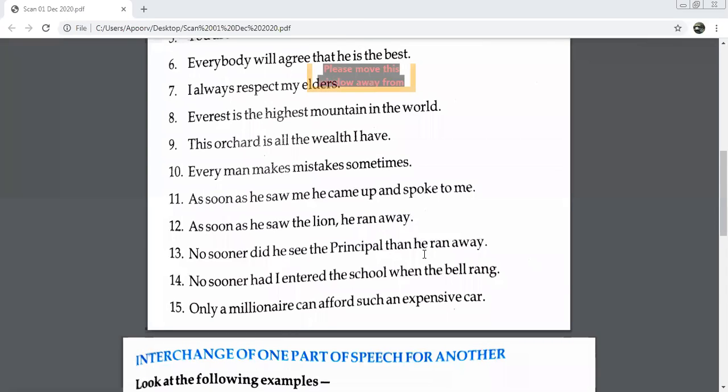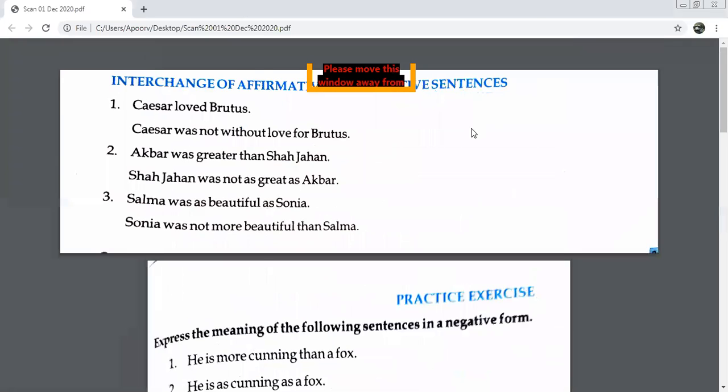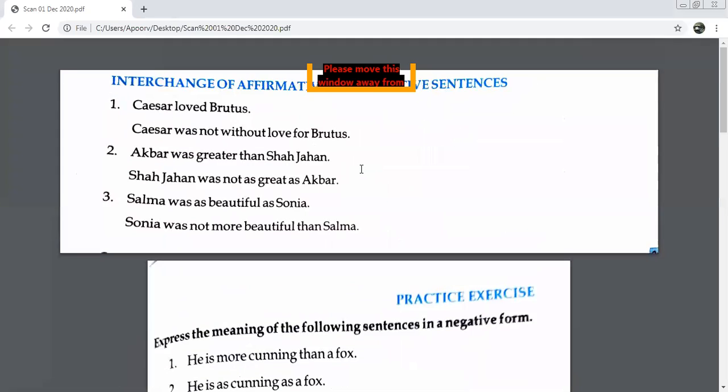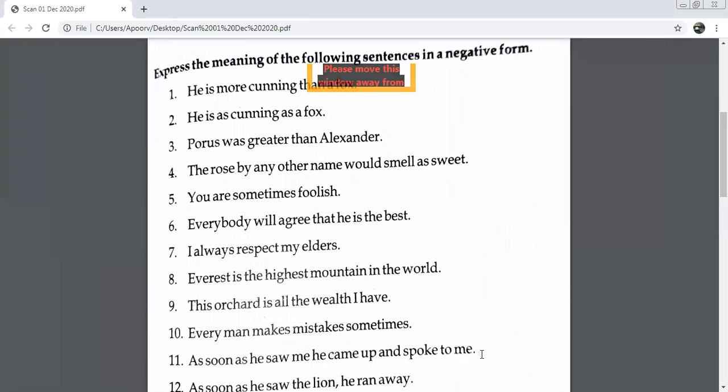Chalo, let us see the instructions. Children. Yes, ma'am. Okay. Can we convert it to assertive or it's all negatives only? Yes, beta, they are all changed into negative forms. See, the instructions are very clear. Express the meaning of the following sentence in the negative form. Two things are clear. All have to be in negative. And second, we don't have to change the meaning.